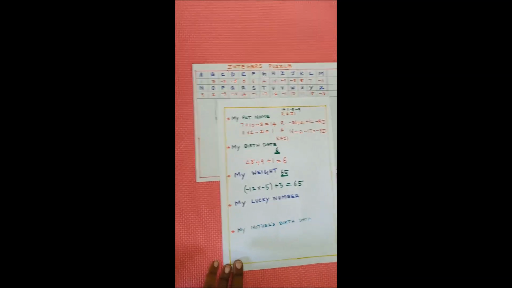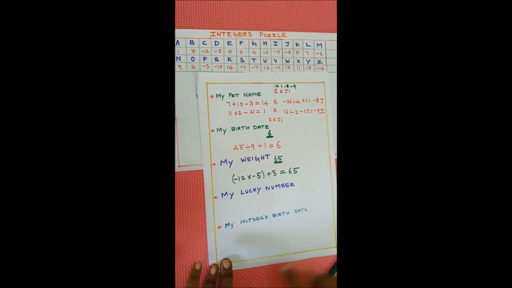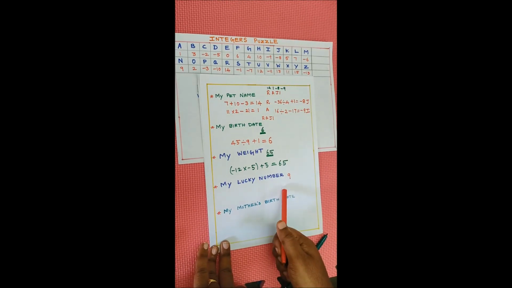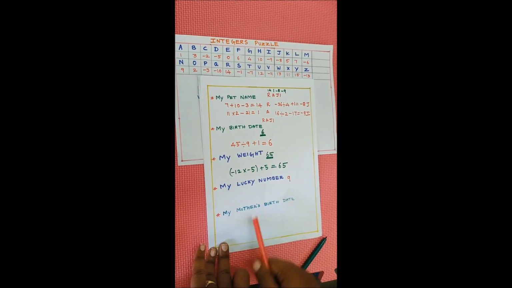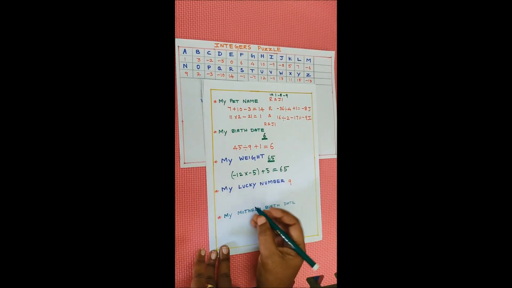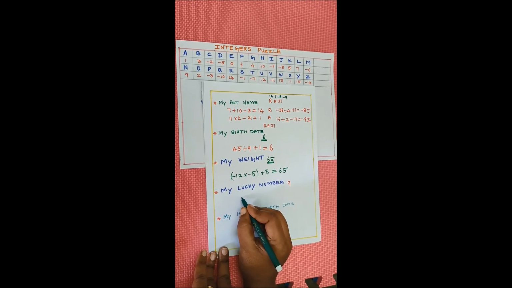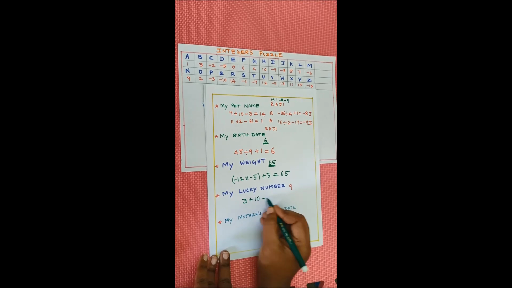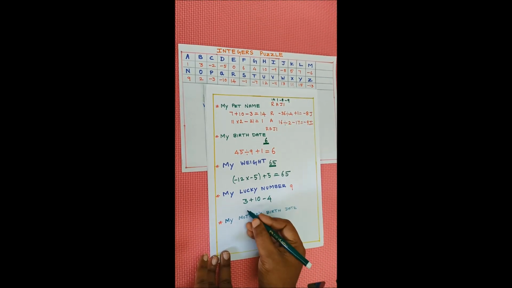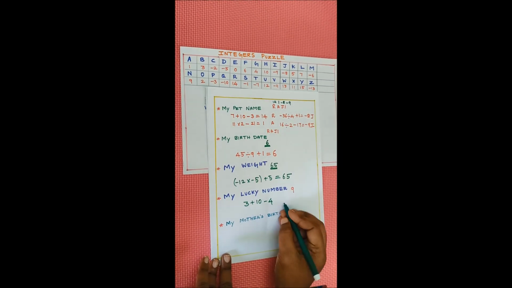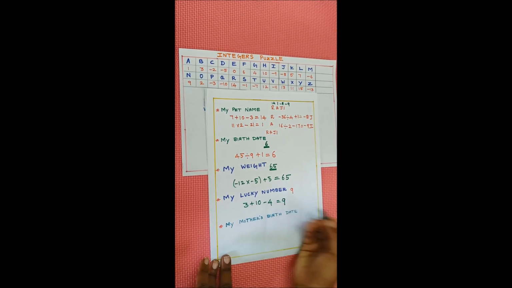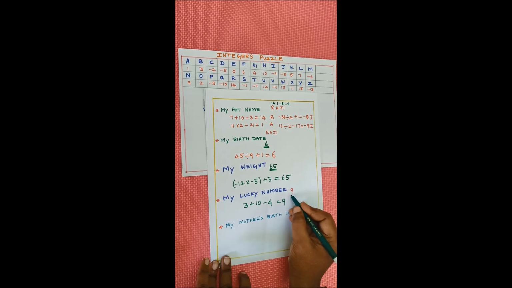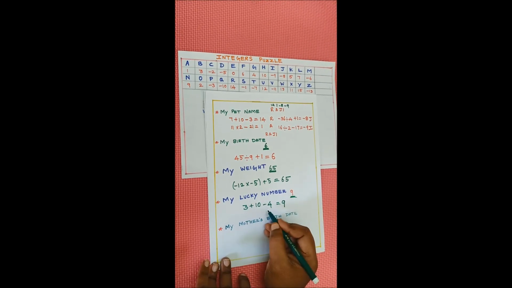And my lucky number is 9. I always like the number 9. So I have to express the number 9 in the form of integers using the mathematical operations. So what I am going to do, we can choose the number 3 plus 10 minus 4. 3 plus 10, 13. 13 minus 4 will give my lucky number 9. So I expressed my lucky number in the form of an integer.